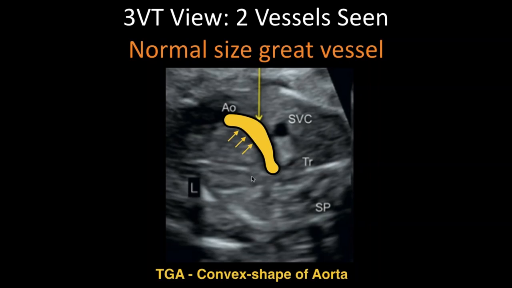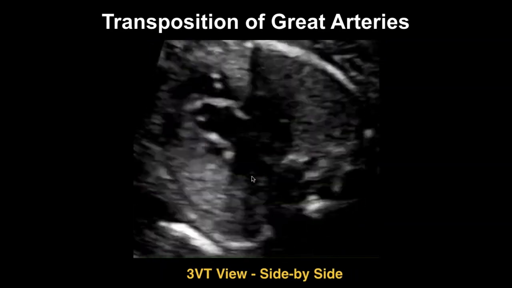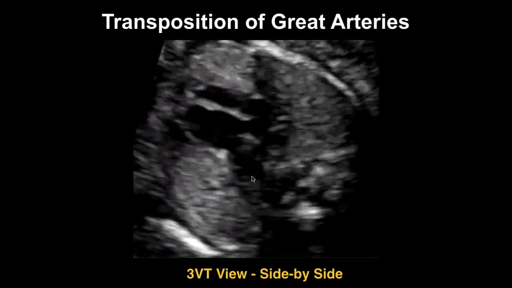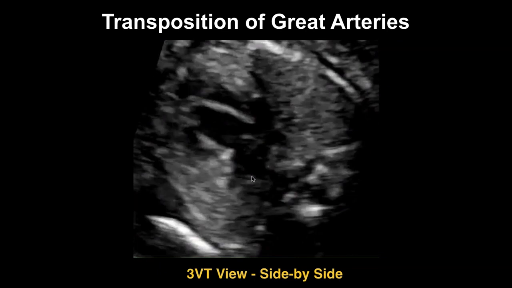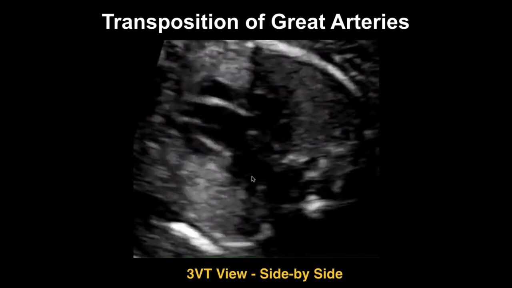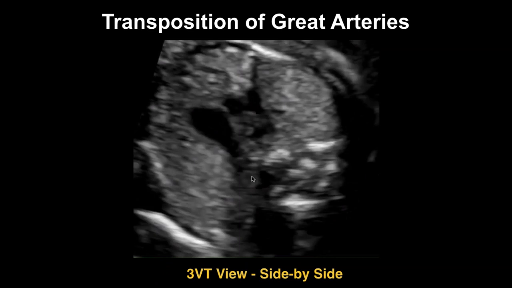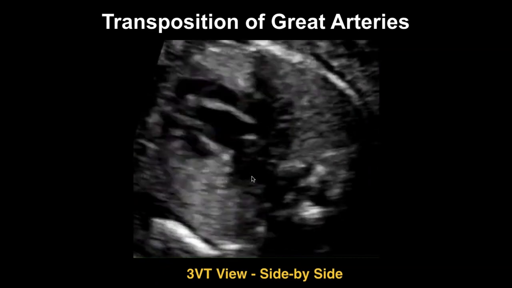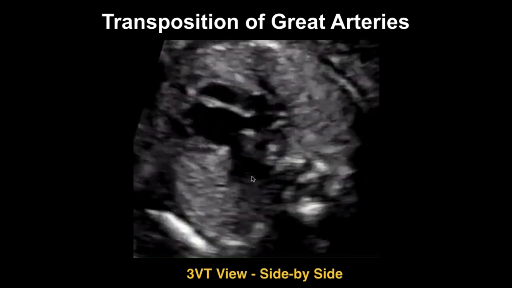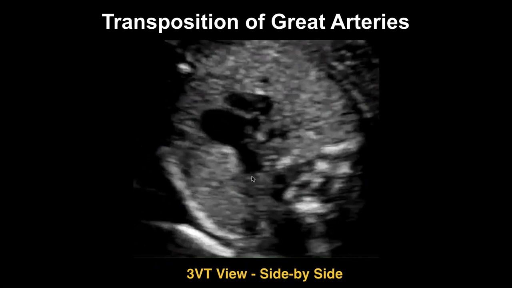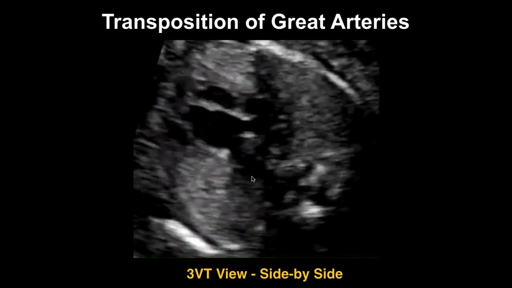But as I mentioned, not all transpositions will have only two vessels. On occasions, as you see, this is another case of transposition, and I see three vessels at the three-vessel trachea view. And that's in maybe less than 5% of transposition cases. This is dependent on the relationship of the great vessels anatomically to each other.